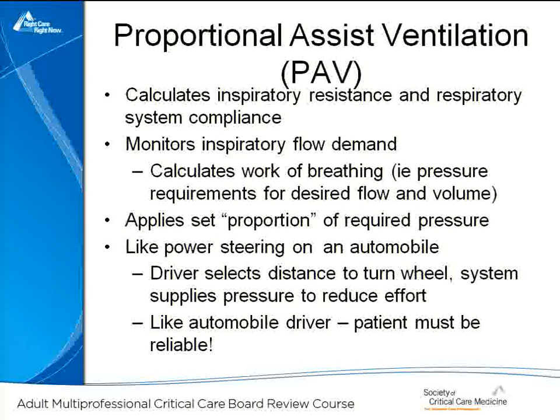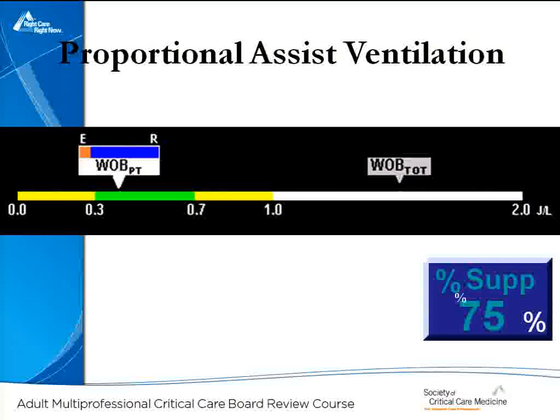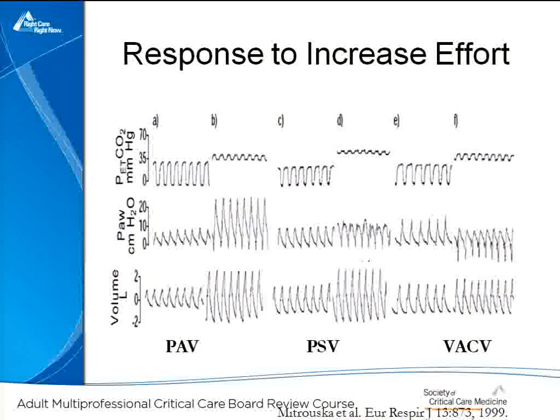And I used this analogy before. It's like power steering. The patient determines how much of a volume he or she wants. The system simply unloads that effort. And like an automobile driver, the patient must be reliable. Power steering does not guarantee a nice right turn. Power steering only makes it easier for you, the driver, to execute that right turn. And as I say, there's only a single knob really to set. It measures the total work of breathing, and you say, I want to unload 75% of that.